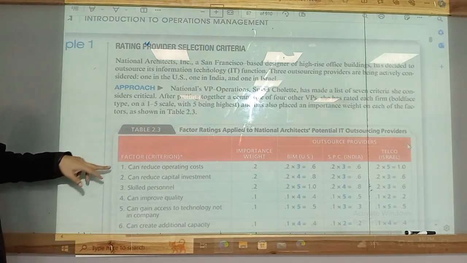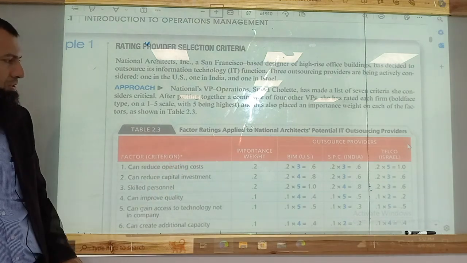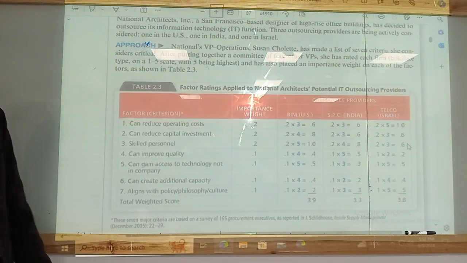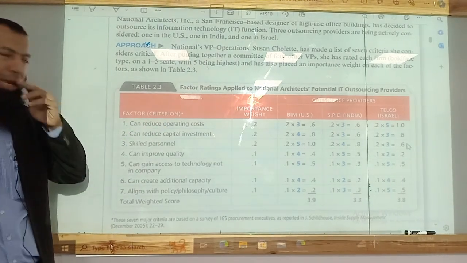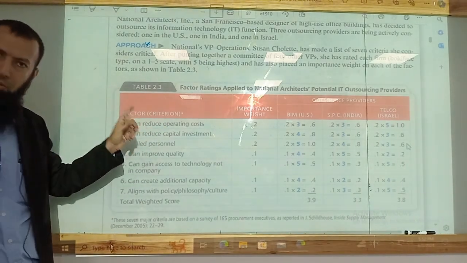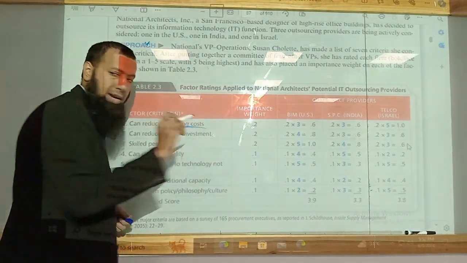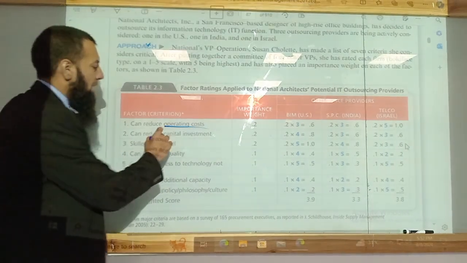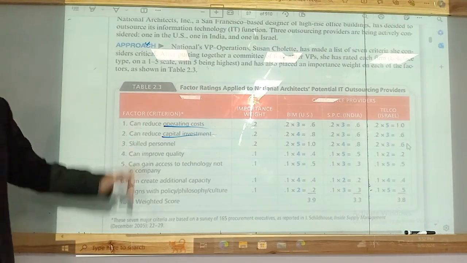The criteria are: first criteria, reduce operating cost. So we need to reduce operating cost. If we hire a particular supplier, would we reduce our operating cost? First is, write it down, operating cost. Second is capital investment, the machinery.